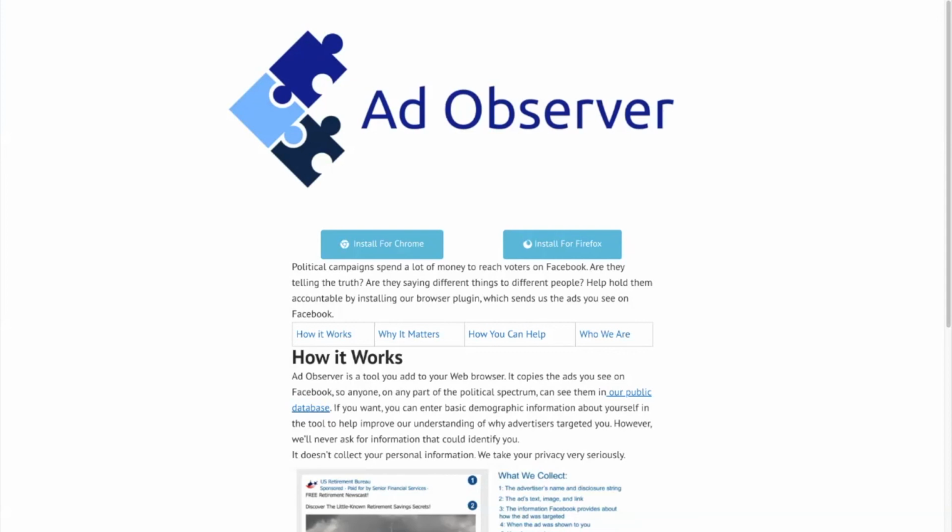We never collect any information about users, although if you want to, you can tell us your age bracket, gender, and country. If enough citizen scientists can help us crowdsource ad observations, we can start to fill in the gaps in the data we get from Facebook.